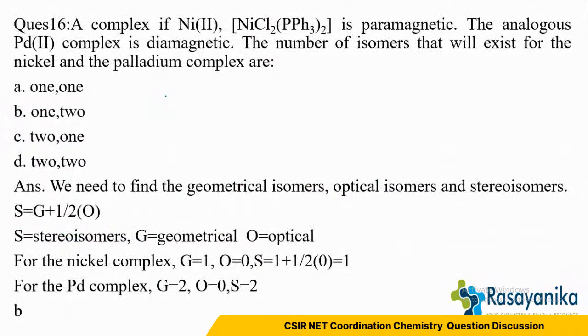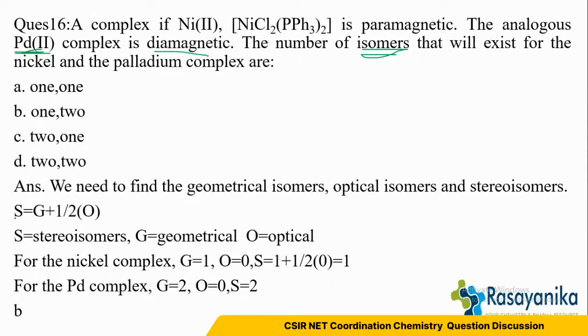Isomerism is also important from this chapter. A complex of nickel 2 is paramagnetic, and the analogous Pd2 complex is diamagnetic. We know that palladium and platinum in the plus 2 oxidation state are diamagnetic and square planar. So these are the options for the number of isomers that will exist for the nickel and the palladium complexes. We need to find the geometrical isomers, optical isomers, and stereoisomers.